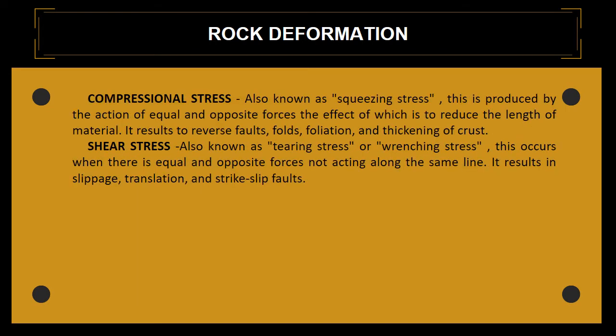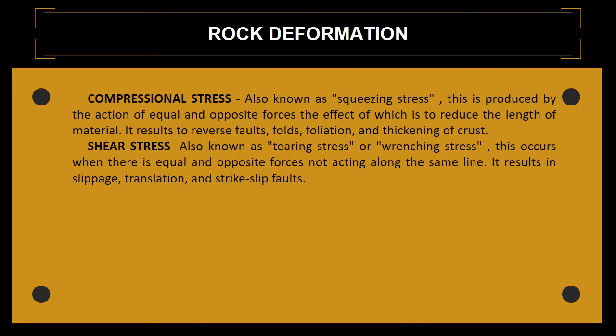So, we have compressional stress, also known as squeezing stress. This is produced by the action of equal and opposite forces, the effect of which is to reduce the length of the material. It results to reverse faults, foliation, and thickening of crust. So, ito yung kabaliktaran ng kanina. So, compressional stress is hindi siya nag-elongate and hindi siya ninipis. Mas kumakapal yung crust and mas umiikli kasi pinupush nila yung bato sa isa't isa.